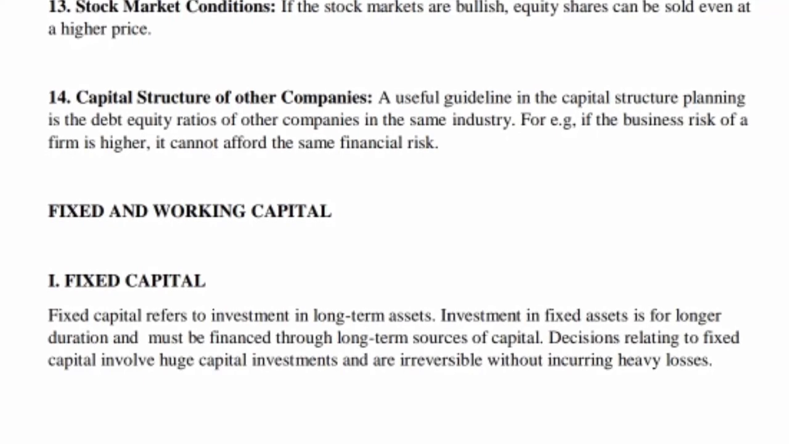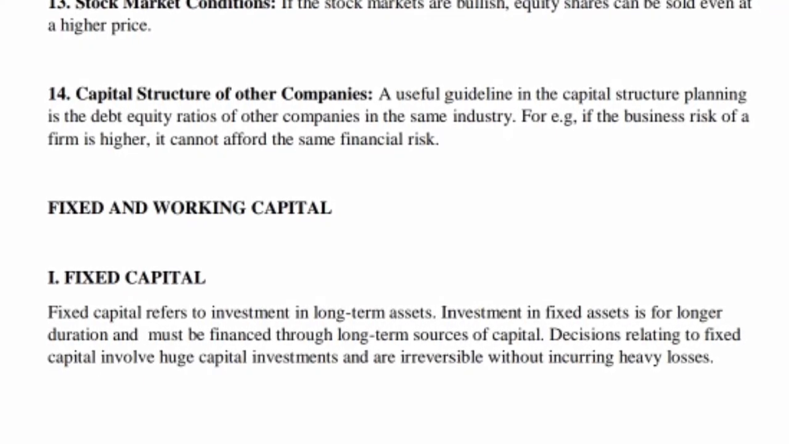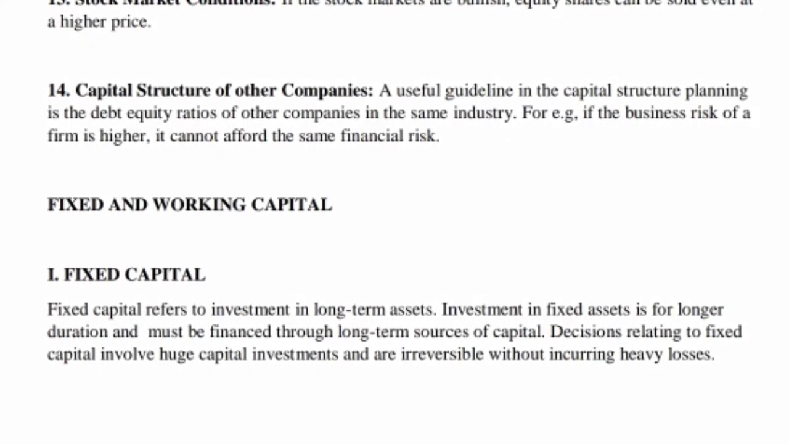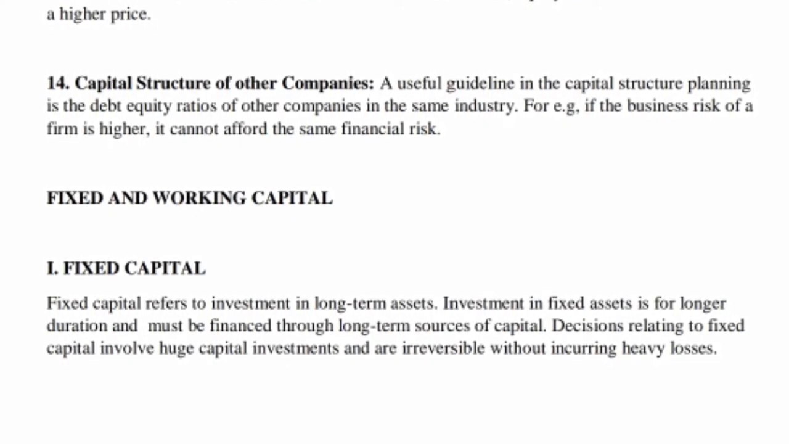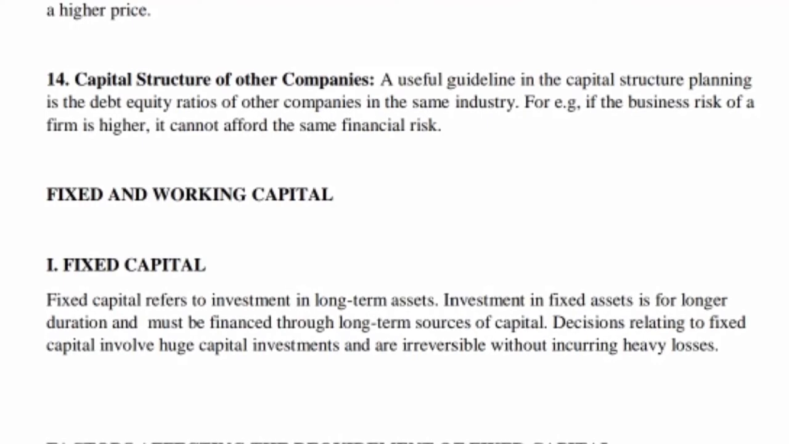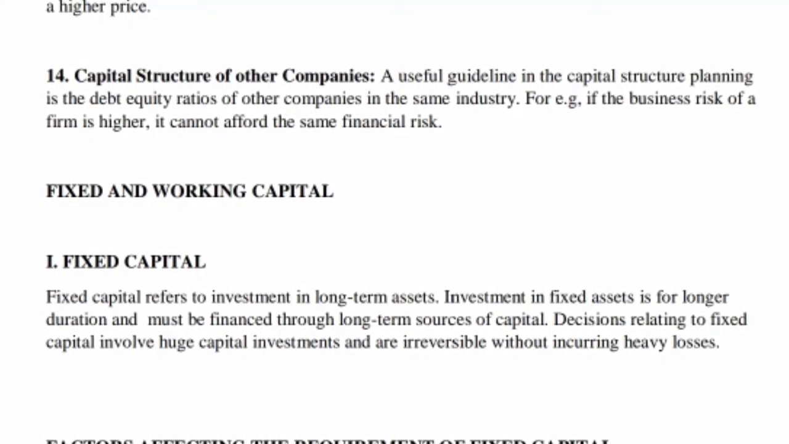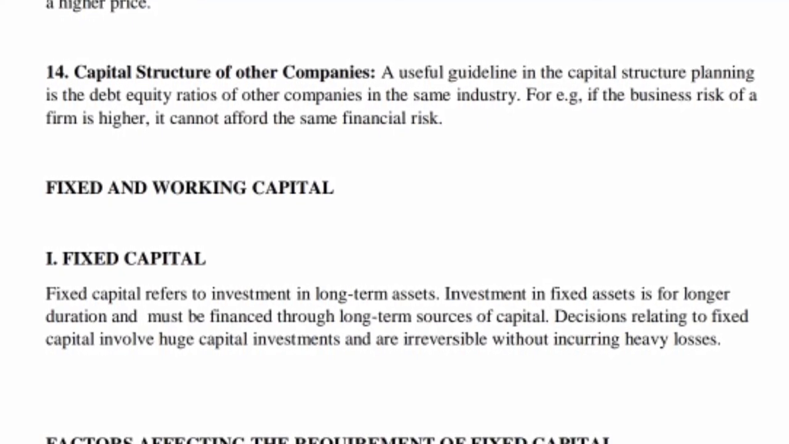14. Capital structure of other companies. A useful guideline in the capital structure planning is the debt-equity ratios of other companies in the same industry. For example, if the business risk of a firm is higher, it cannot afford the same financial risk.